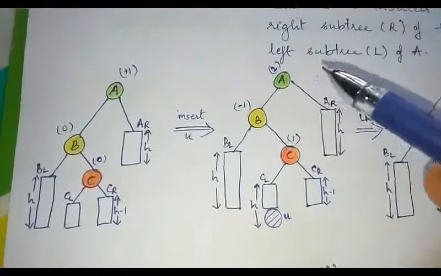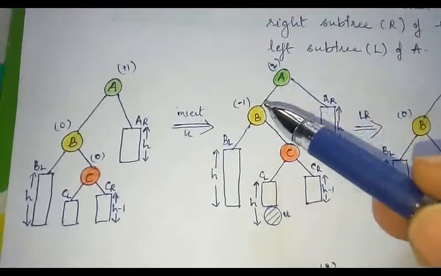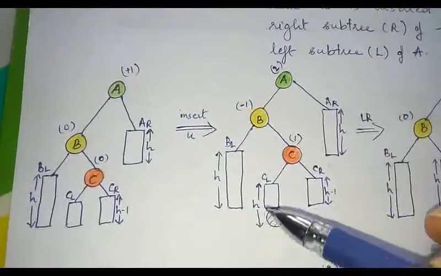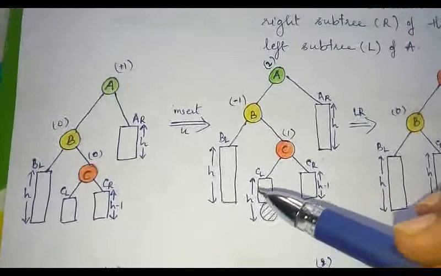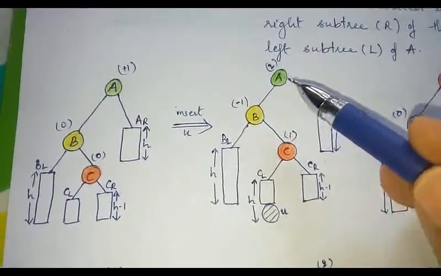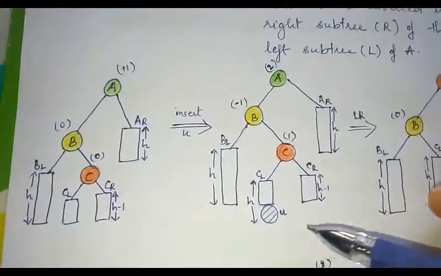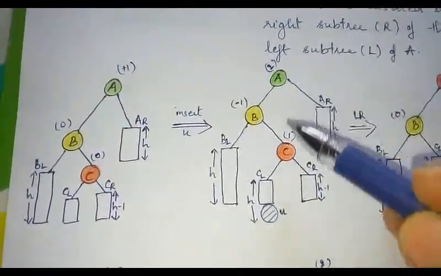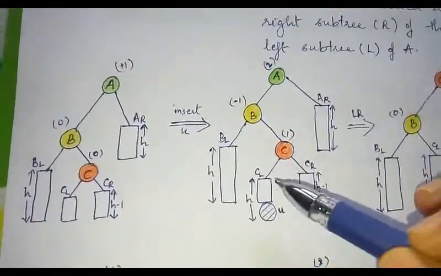Now look at the balancing factor of A. Here the longest path is, this is the longest path. So the height of the longest path is h plus 1 plus 1, that is h plus 2. So h plus 2 minus h will give us 2. Now the AVL tree has become unbalanced, that is after inserting U, the AVL tree has become unbalanced. Now we have to balance it.